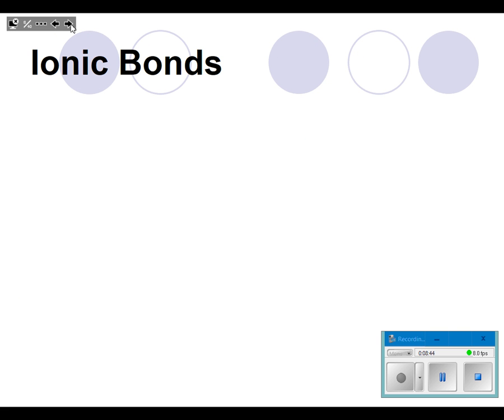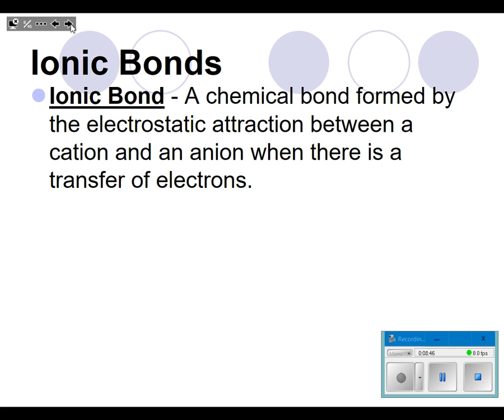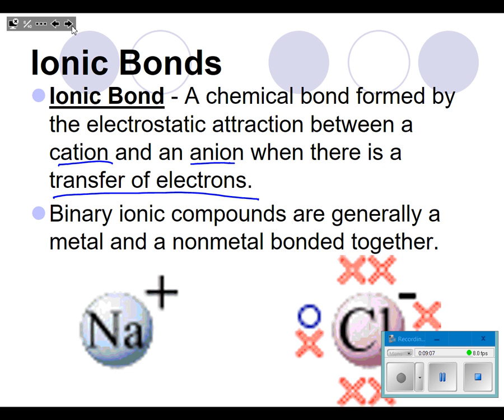All right. So when we do ionic bonds, you might remember ionic bonds are going to form between a cation and an anion, and that's a positive and a negative ion. And it's really a transfer of electrons. So those are the key words right there. It's a cation and an anion. It also could be a polyatomic ion. Those are the other things. And it's a transfer of electrons. Those are the key words there.